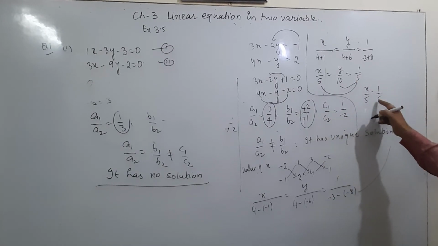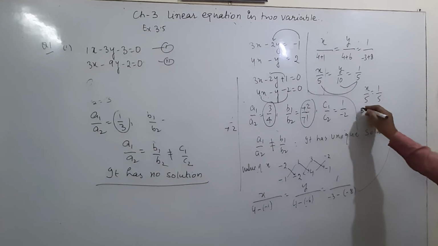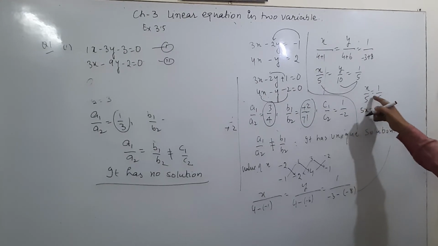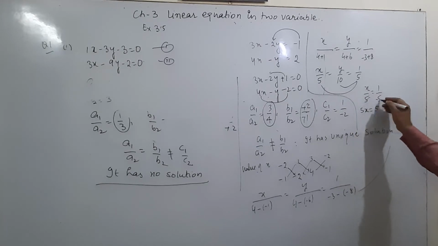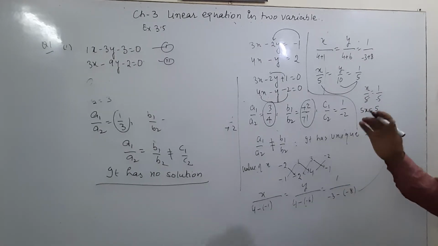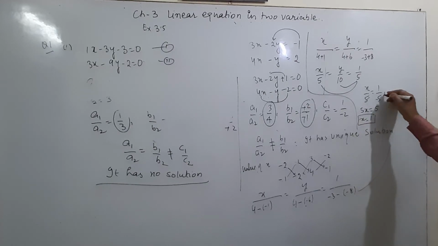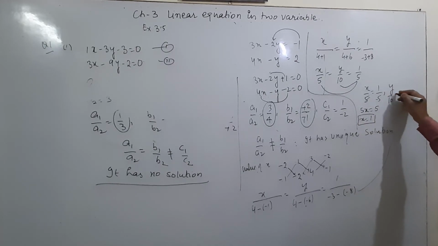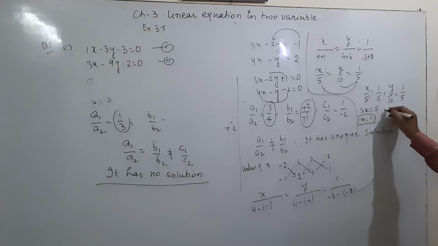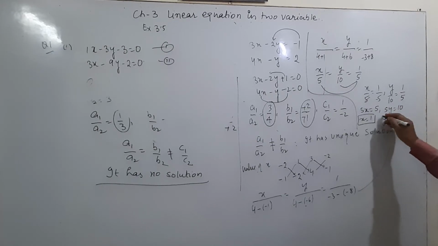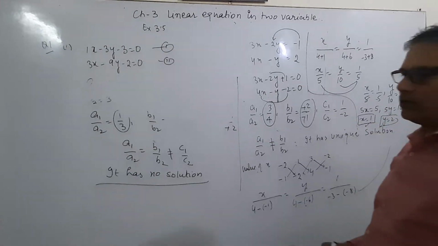This 5 will cut or cross multiply. 5x is equal to 5, and this 5 will divide, or we can cut simply. You can do any method. x equal to 5 upon 5 equal to 1. And simply y upon 10 is equal to 1 upon 5. So 5y is equal to 10. So y is equal to 2. This is x and this is y.